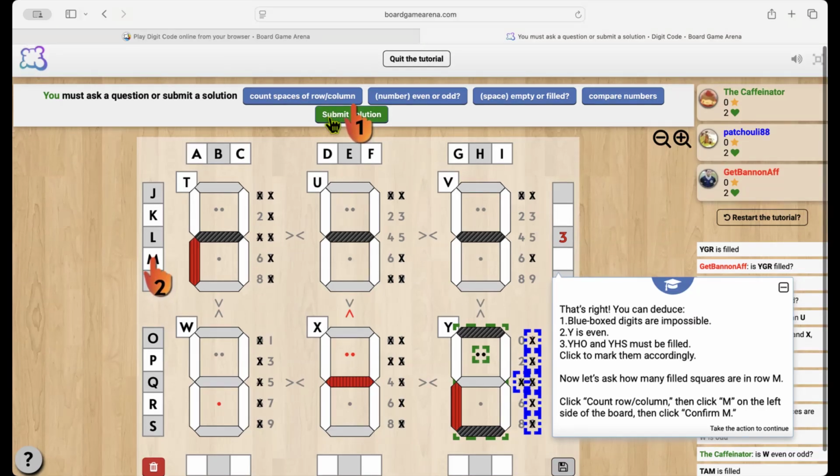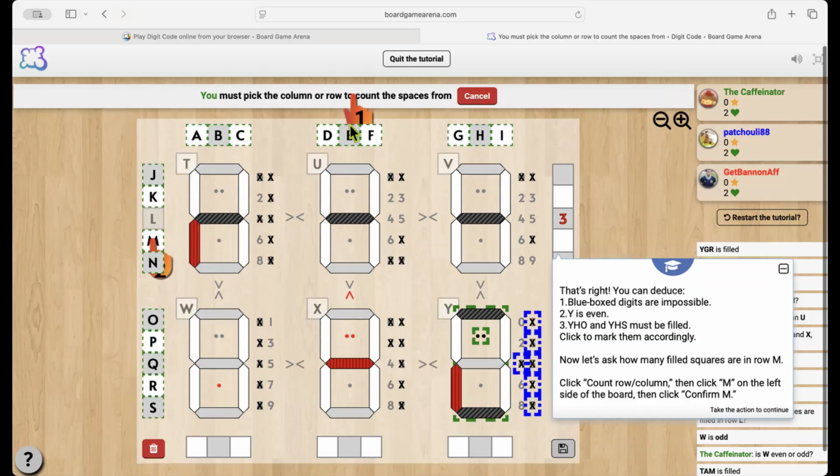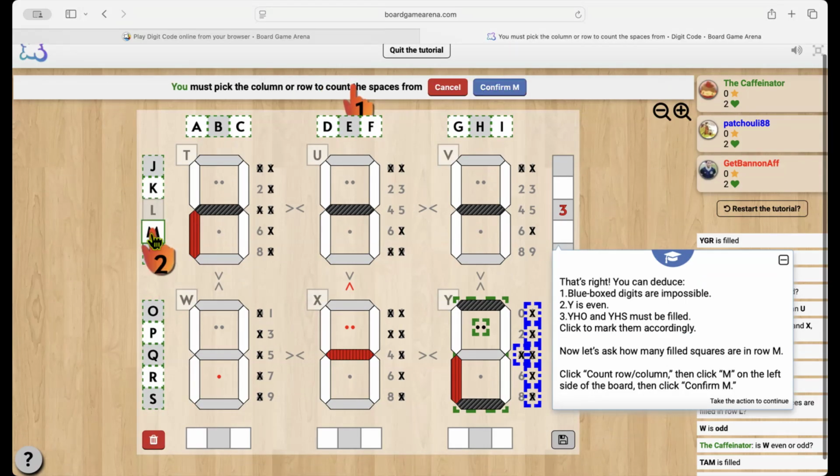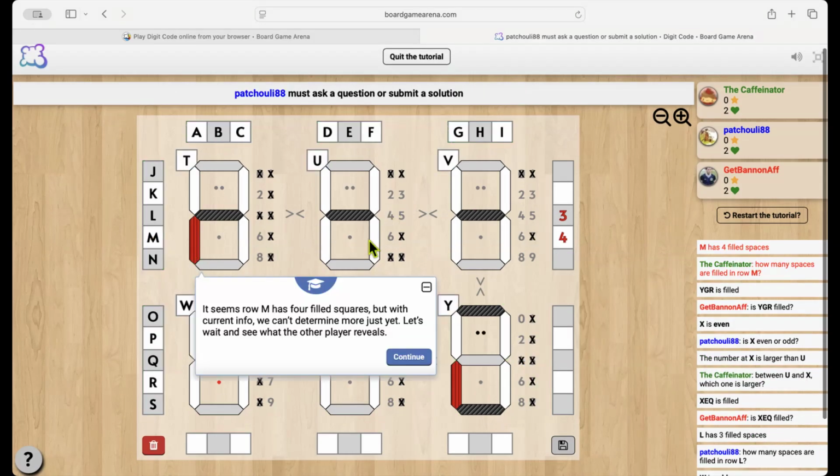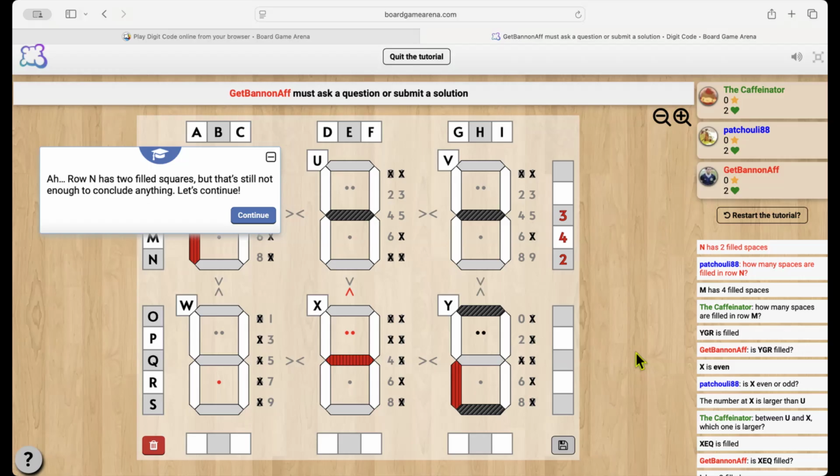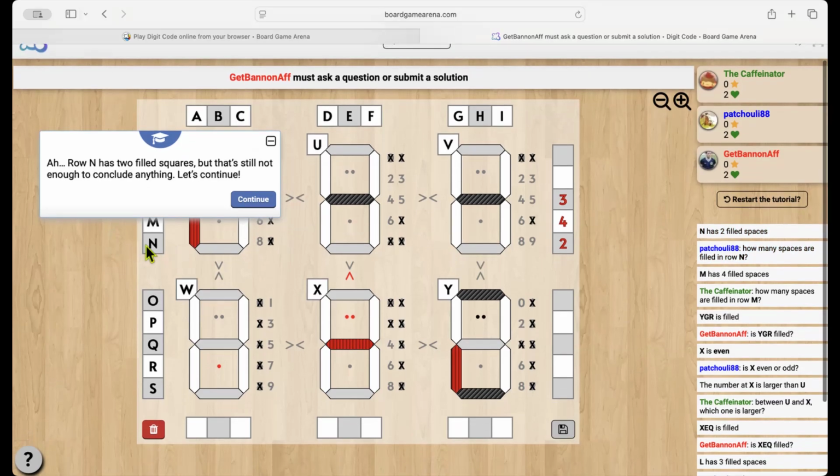Let's click count row, this one, and let's click on M. How many in this area? Confirm M. So this has 4. 4 of these are filled. It seems row M has 4 filled squares. With the current info, we can't determine more just yet. Let's wait and see what other players reveal. Okay, so they clicked on row N. So row N has 2 filled squares, but that's still not enough for us to tell anything.